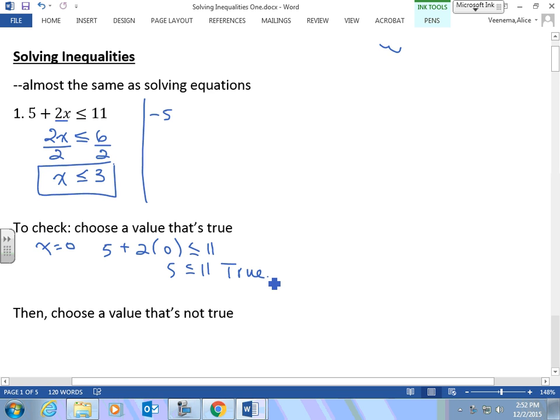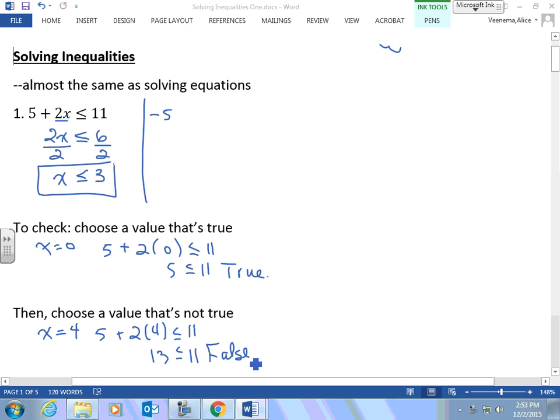Then we could choose some value that's not in this interval of x less than or equal to 3. So we can choose some value that's greater than 3, like 4. So let's just test x equals 4. And so we'll have 5 plus 2 times 4 is less than or equal to 11. And we end up with 13 is less than or equal to 11, which is false. So the answer is correct.